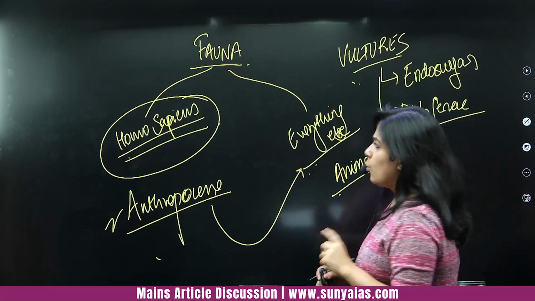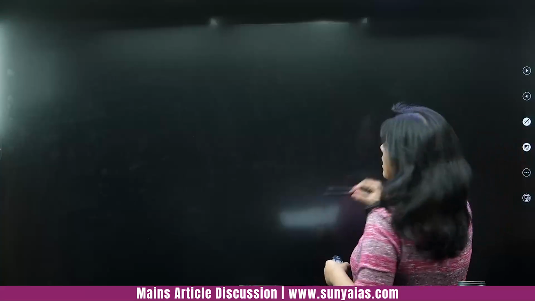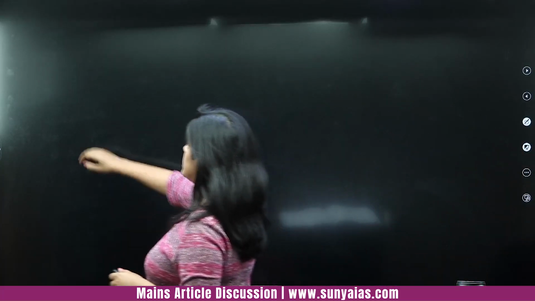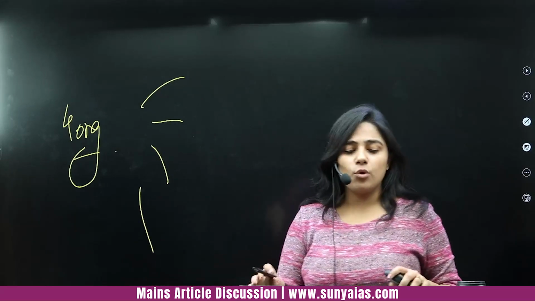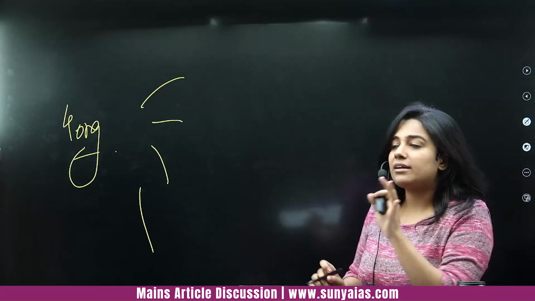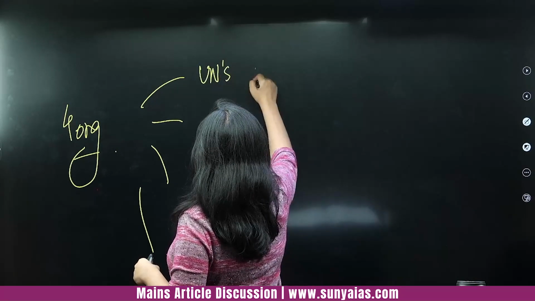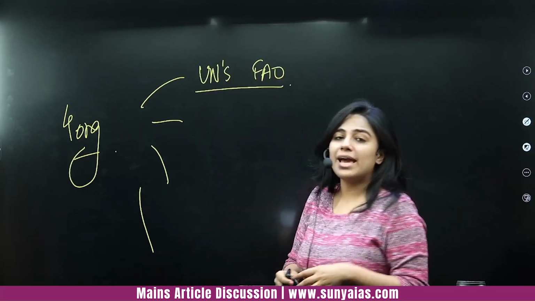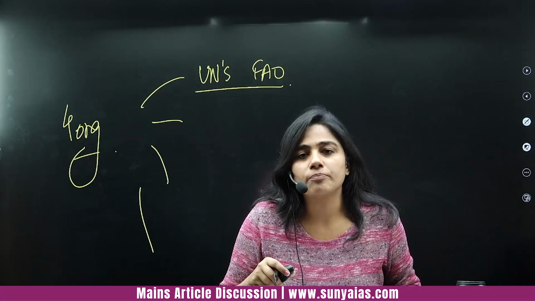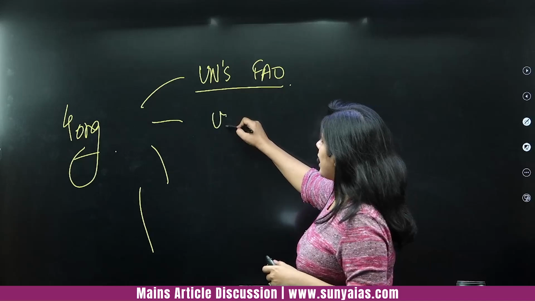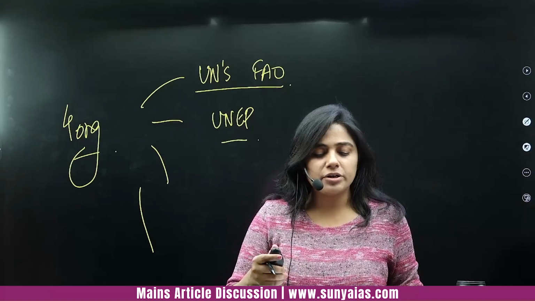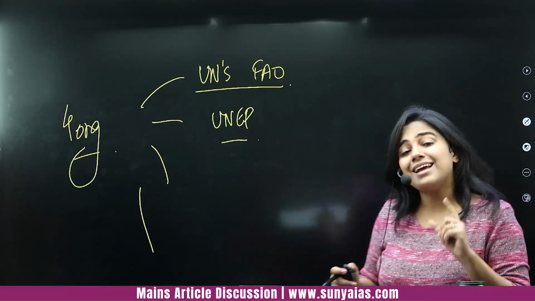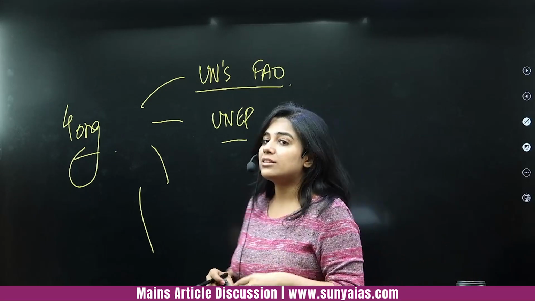Now, One Health as a concept, where did it start from? There were four organizations which recently came up, and this is, as I already told you, a post-COVID occurrence. One is very understandably the United Nations Food and Agriculture Organization, UNFAO. Fine. The second is the United Nations Environment Program, and this is where I say that this topic is even important for the prelims examination. They can ask you where this One Health concept came from.